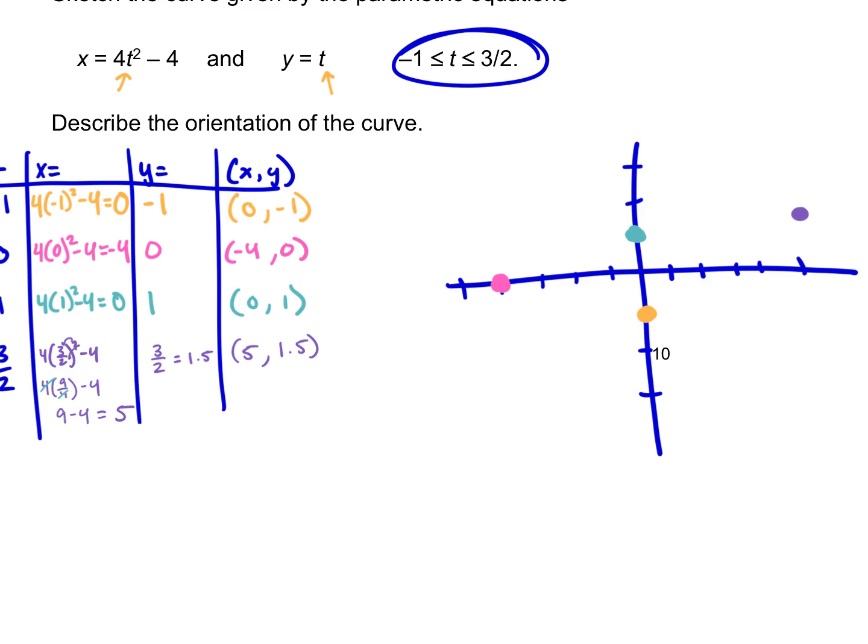So now I started at my orange point. I'm going to connect the dots. I went to the pink one. We got to show a curve because it can't have a sharp turn in your graph. Then to the teal point and then to the purple. We have to show the orientation. The orientation is the arrows. So I went from the orange to the pink, pink to the teal, teal to the purple.